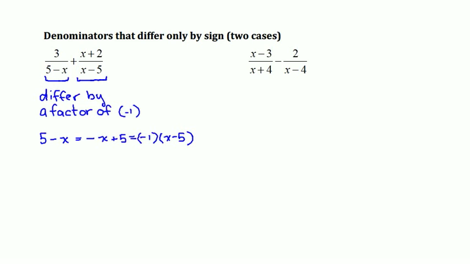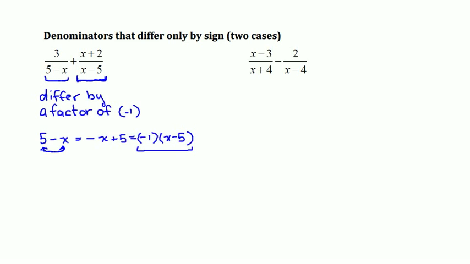To see how that's true, we can take the denominator 5 minus x and, just swapping the order of the terms, write that as minus x plus 5, and then factor out a -1 because our first term is negative, and that would change the signs of both terms, giving us -1 times x minus 5. So the denominator -1 times x minus 5 and the denominator x minus 5 differ just by a factor of -1.